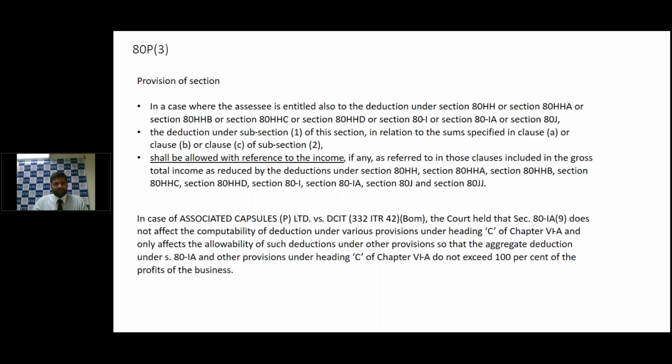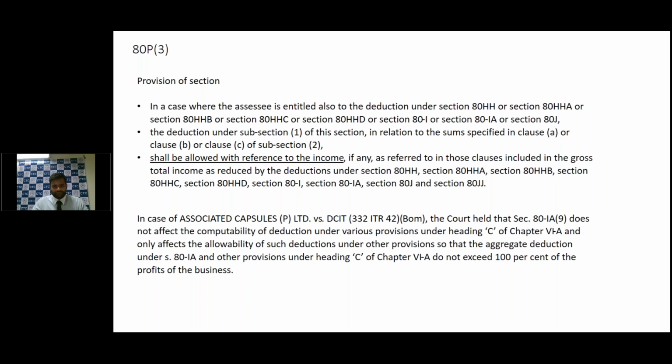80P(3) deals with the aspect of double deduction. They say that if a society is eligible for deduction under Chapter VI-A Part C, dealing with deduction in respect of certain incomes like 80H, 80HH, 80HHA, 80HHC, 80HHD, 80I, or Section 80J. In that case, while computing deduction under Section 80P, I have to reduce the income of the activity in respect of which I can claim deduction by the amount of deductions claimed under Section 80HH, 80HHA, 80J, etc. This is just to avoid double deduction.